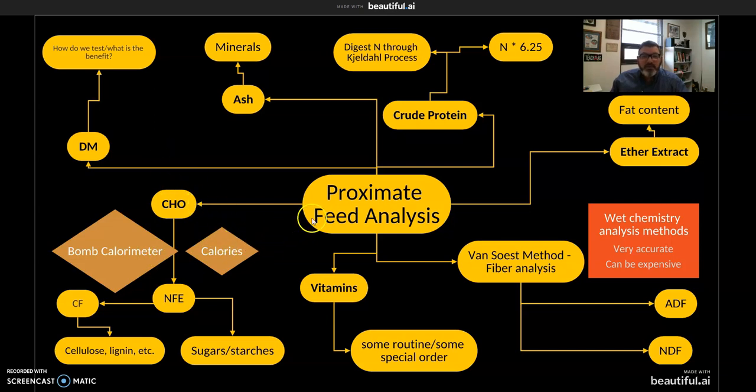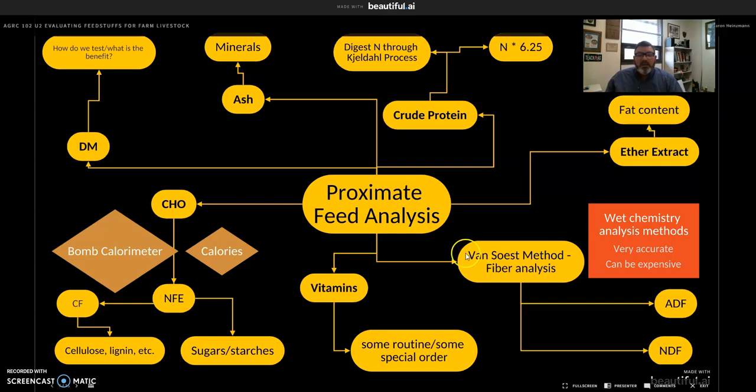Again, moving across the slide here, proximate feed analysis or a wet chemistry test is going to tell you vitamin content. Some of these are routine, like a hay analysis, and a wet chemistry test is generally speaking going to give you a vitamin A and vitamin D and vitamin E report. If there are more things that you want, some of those are special order.